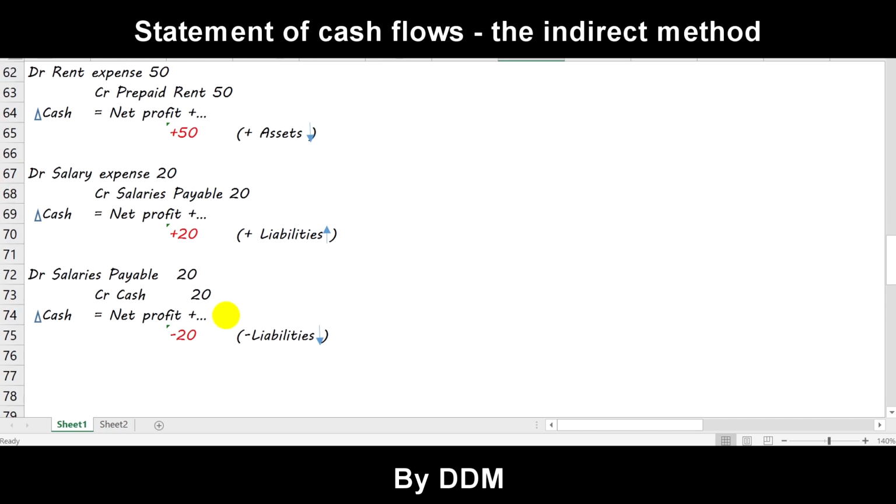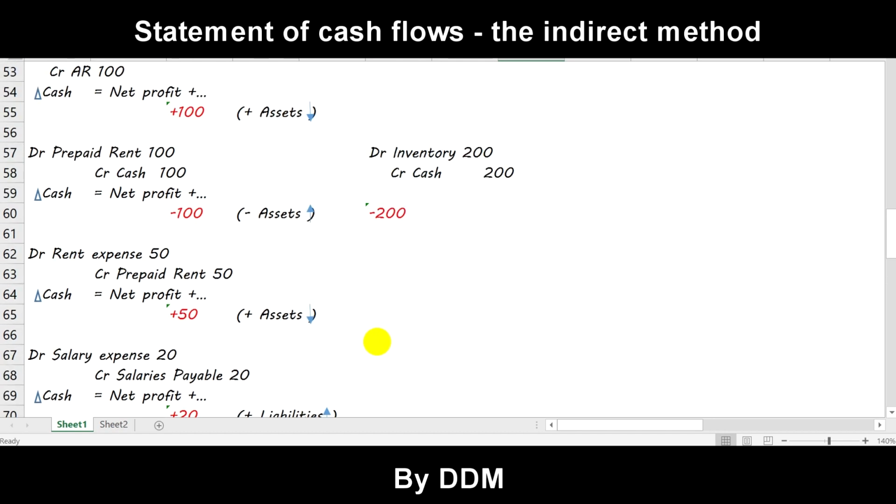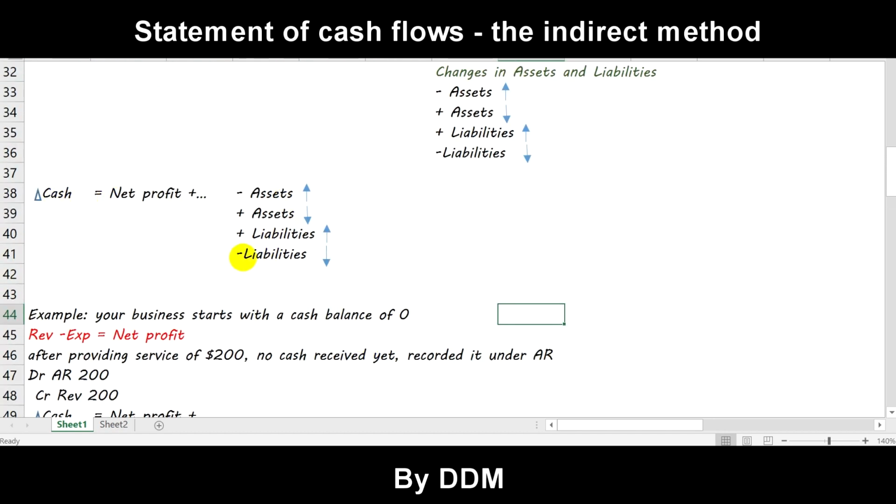Let's just say in a week, you paid $20 to your employee, to reduce your own liabilities. So we debit salaries payable by $20, at the same time recognizing a cash outflow of $20. So cash reduced by $20. However, this transaction has no impact on net profit because there's no revenue item, no expense item. To make both sides equal, we need to subtract $20 from the net profit side. And this $20 is the decrease in liabilities. So this little example here explained the relationship shown here.